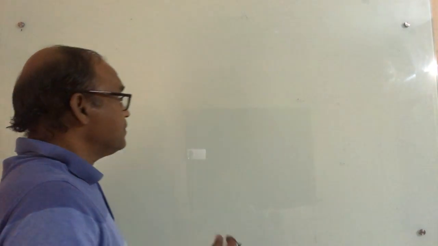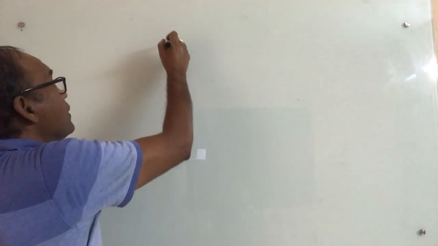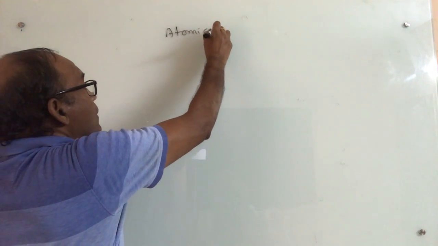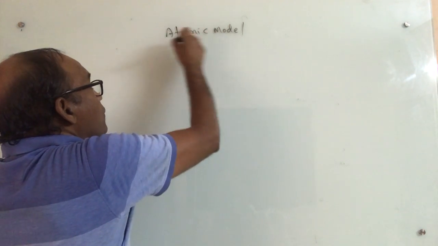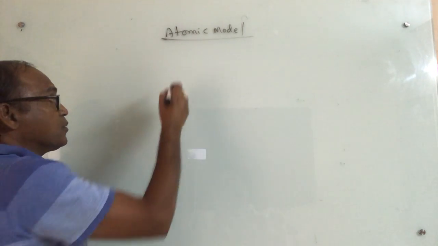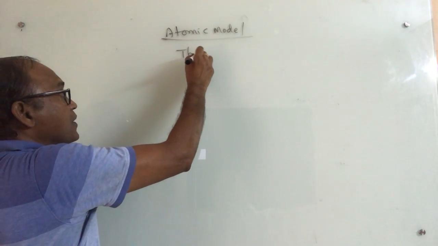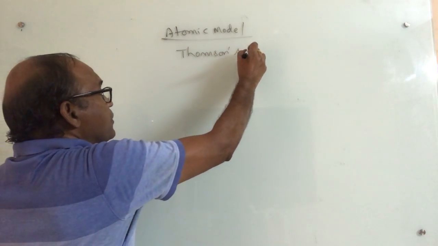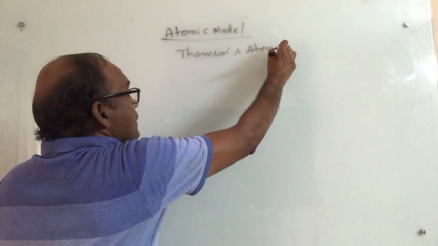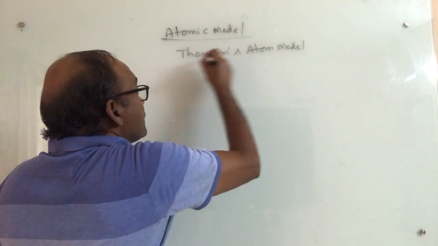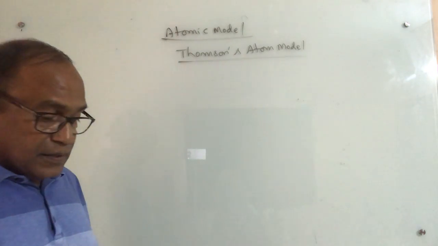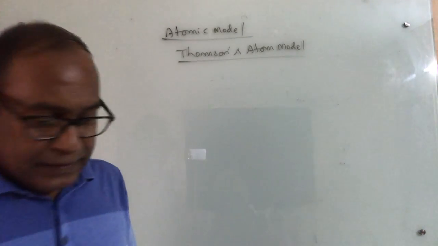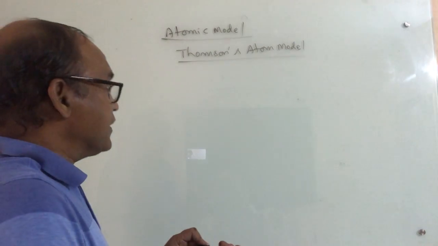Now, with this background, the first atomic model was proposed by Thomson himself, that is Thomson's atomic model. This was the first model. He attempted to explain the electrical neutrality of the atom.